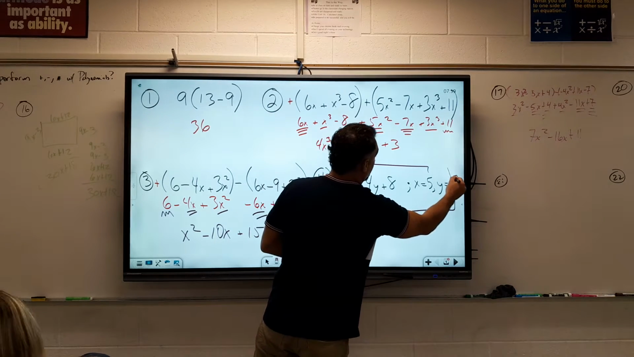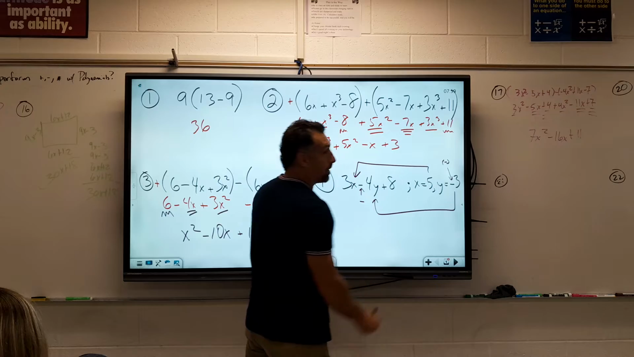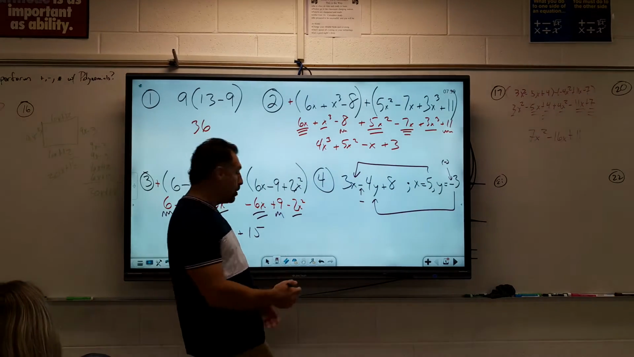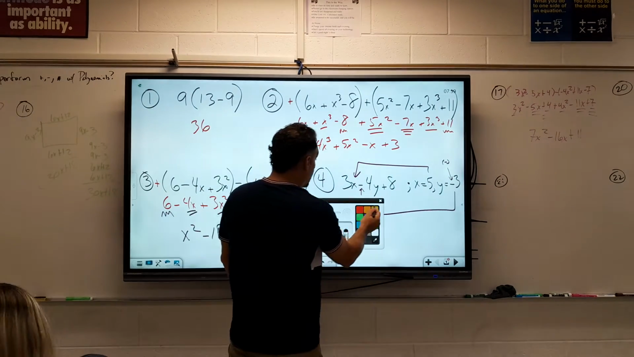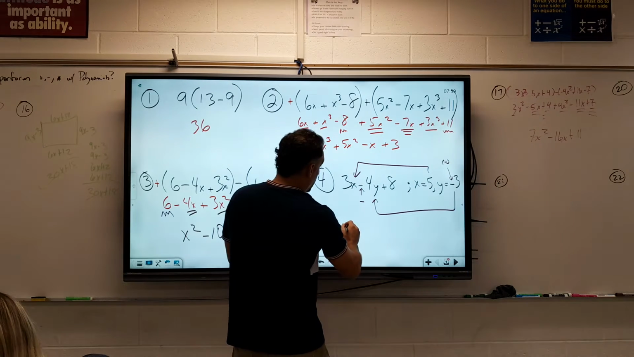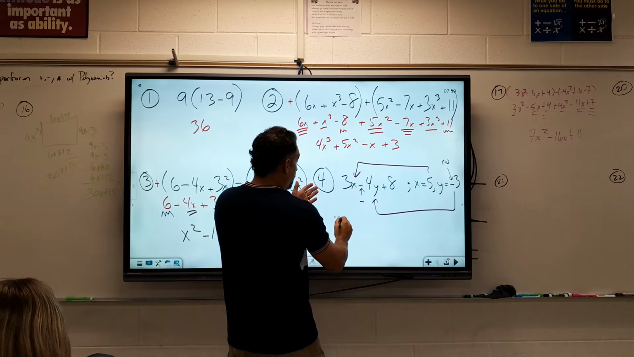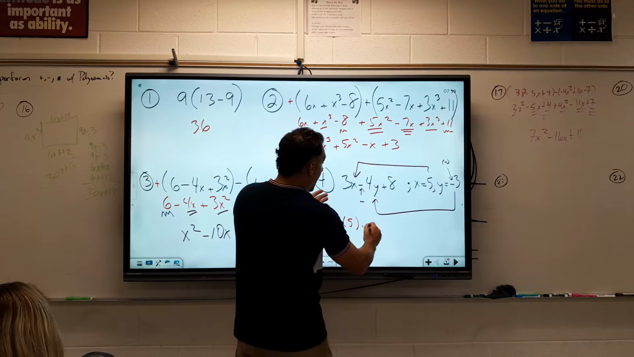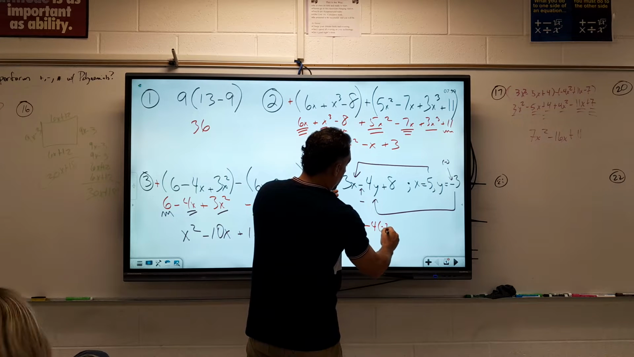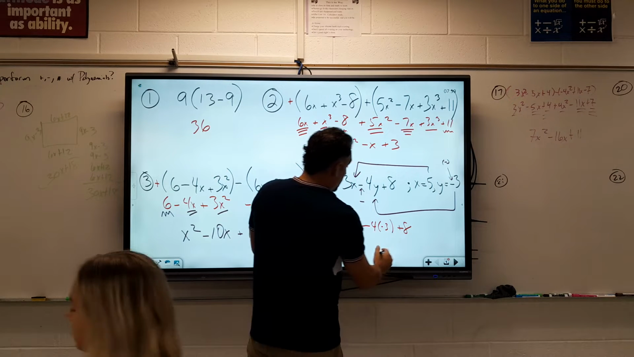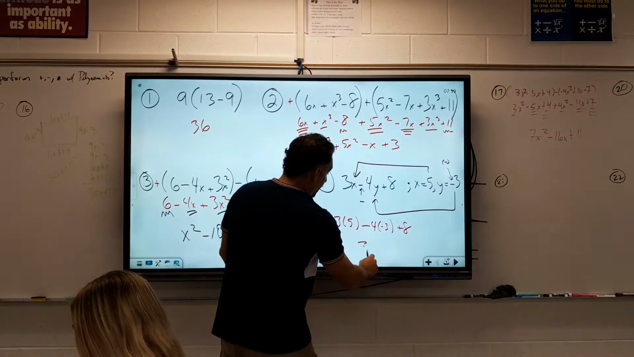And this one, wherever you plug that in, you're going to use the negative with the plug-in. Your calculator doesn't know that it means the same thing. Your calculator will screw it up. So you have to know which one to use. 3 times a 5 minus 4 times a negative 3 plus an 8. So you get 35.